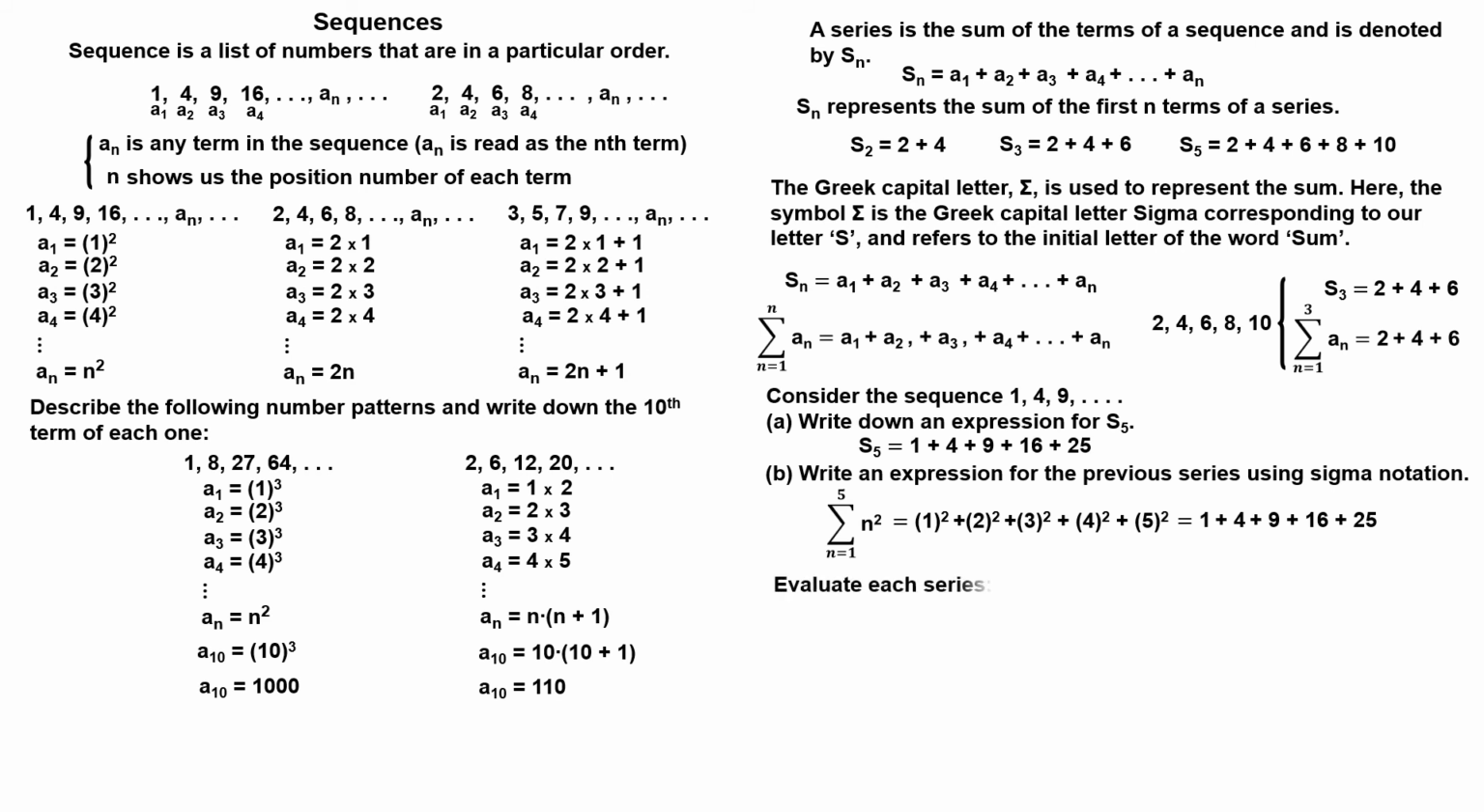Evaluate each series. The first series means add up the values 3 times n plus 1 from n equals 1 to n equals 3. To generate the terms of this series, substitute consecutive integers beginning with n equals 1 and ending with n equals 3.